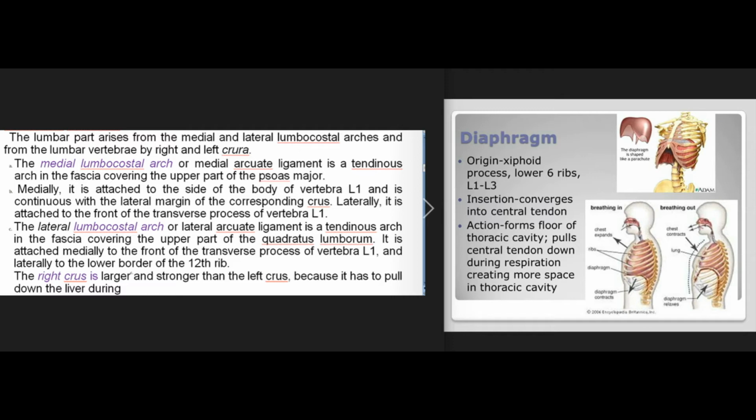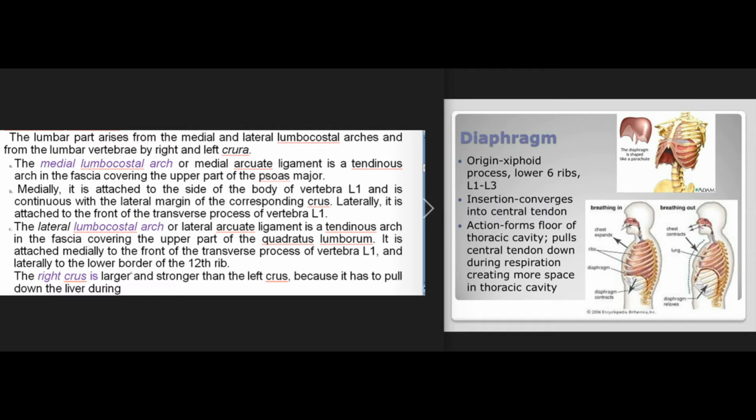C. The lateral lumbocostal arch or lateral arcuate ligament is a tendinous arch in the fascia covering the upper part of the quadratus lumborum. It is attached medially to the front of the transverse process of vertebra L1, and laterally to the lower border of the 12th rib.